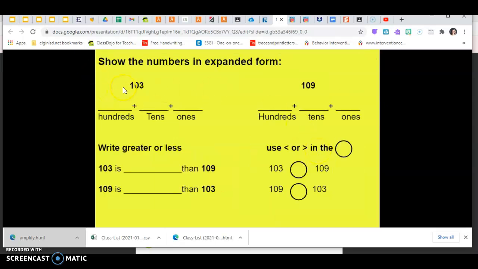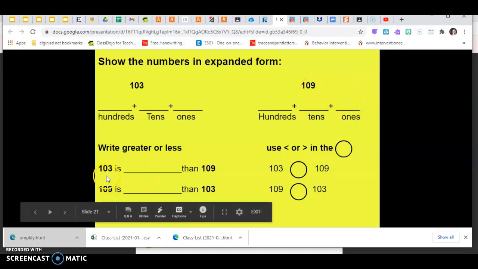The next page, you're going to write how much 100 is worth, how much these tens are worth, how much these ones are worth, how much is this 100 worth, how much are these tens worth, and how much are these ones worth. Then you're going to write greater than or less than again. 103 is greater or less than 109. Then use the less than or the greater than symbol in the circle between the two numbers.